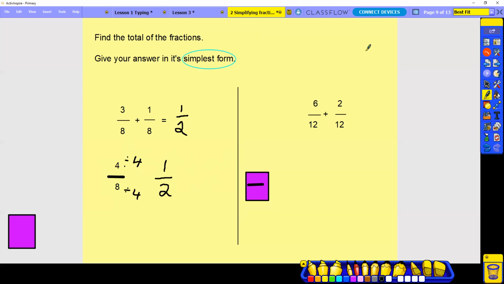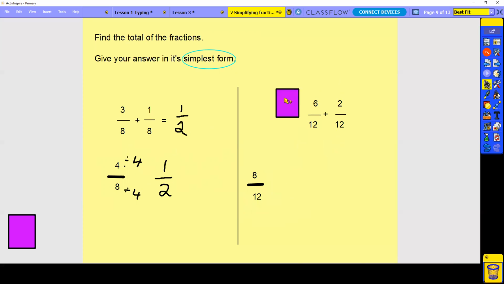Okay, let's go through it together then. So we've got 6 twelfths add 2 twelfths. So the 6 add the 2 is 8. So we should have 8 twelfths. We now need to simplify it.